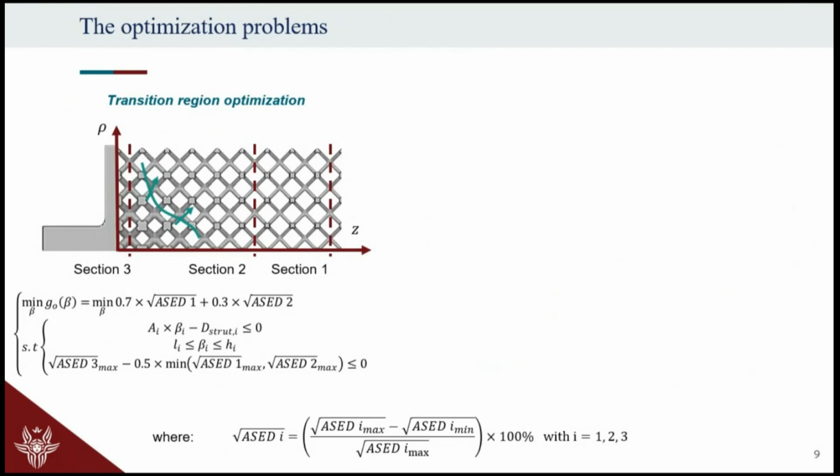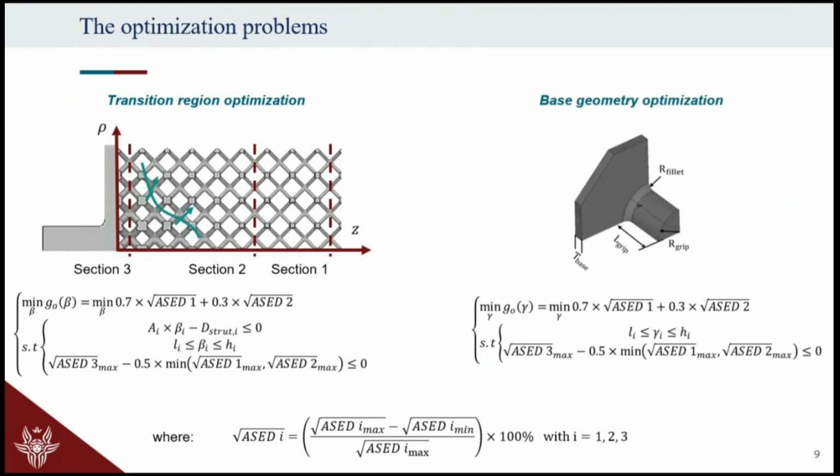And then we can also take care of some other constraints that consider the manufacturability of this component. So we can set a boundary on the dimension of the struts. Plus, we have this last one, which sets that section number 3 should be less critical with respect to the other two. Otherwise, we promote the failure in this region here. The same can be done by considering the base geometry and acting on these design parameters that we have here.